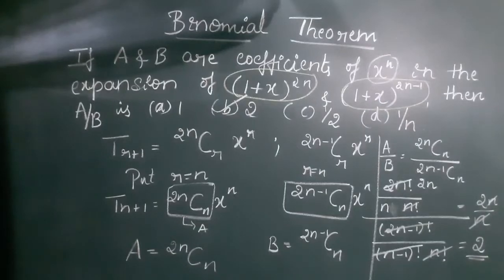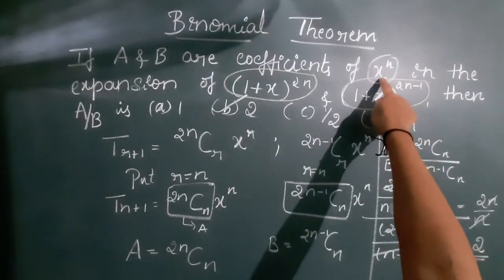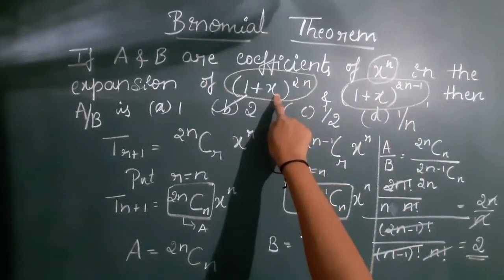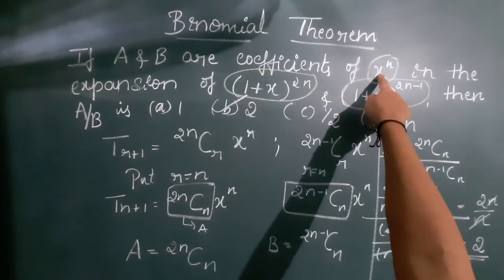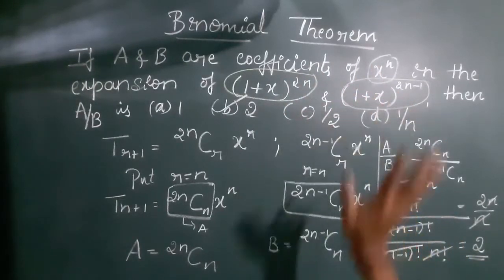Is it clear? Just what you have to do? You have to find the coefficient of x to the power n in this expansion. Then the coefficient of x to the power n in this expansion. Then you have to divide.